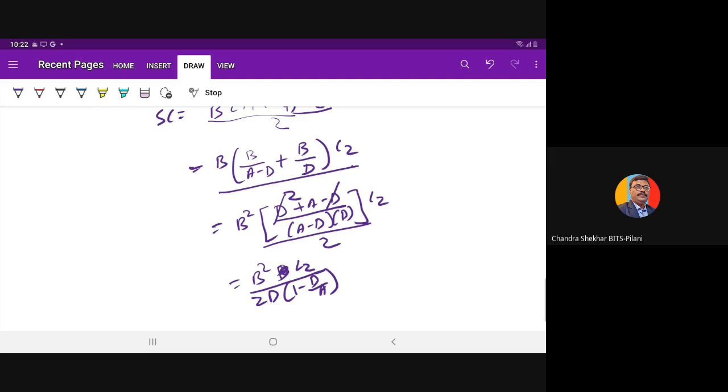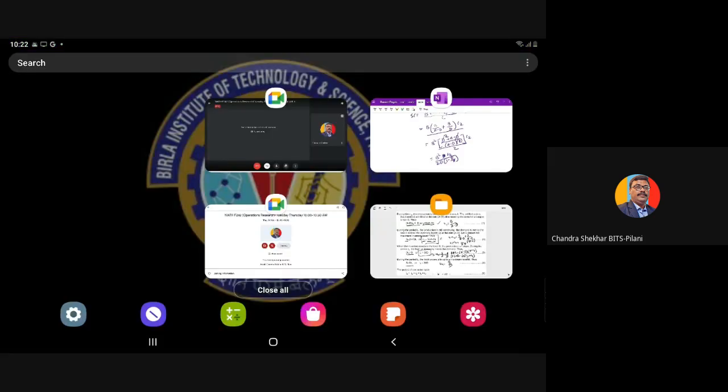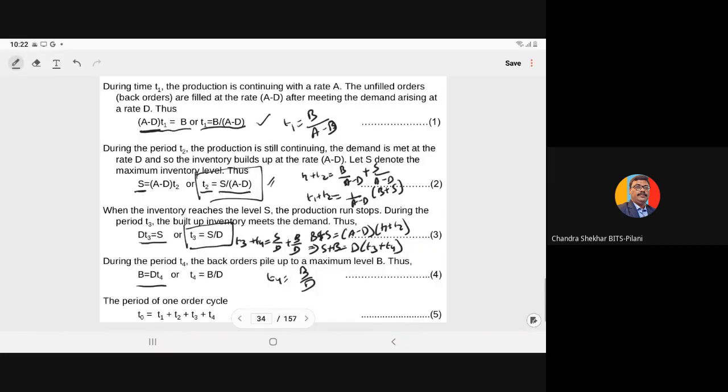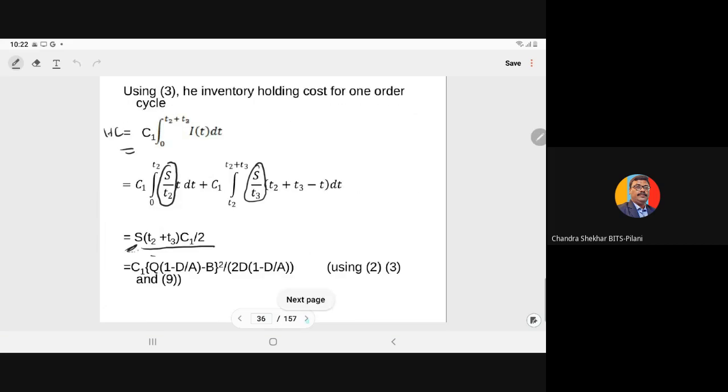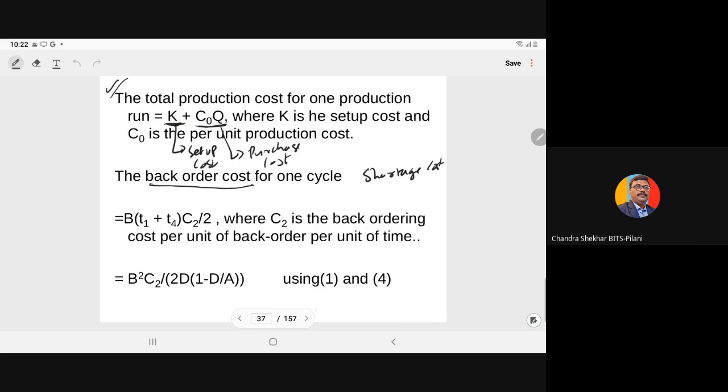Clear? Any doubt in deriving this? So it is the B square into C2 upon 2D into 1 minus D upon A. Yes, any doubt? Who is asking? Some doubt?